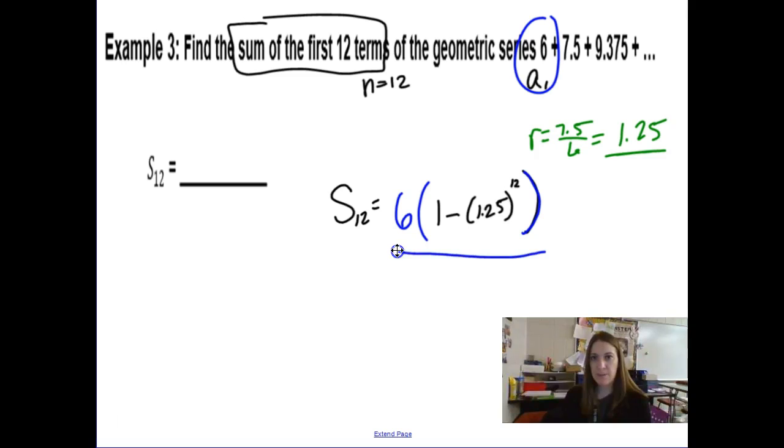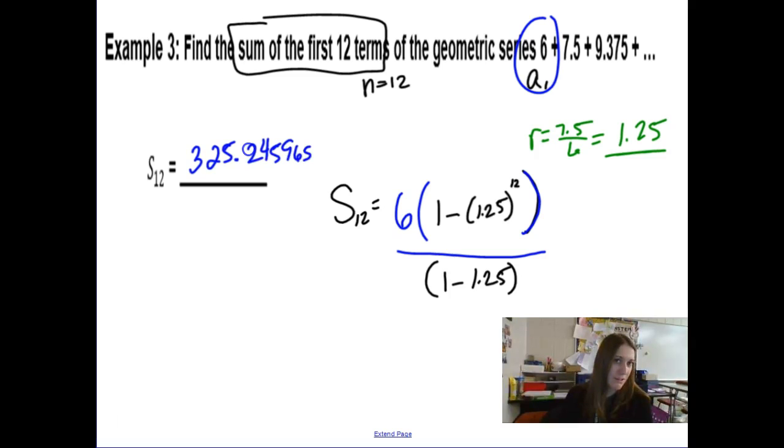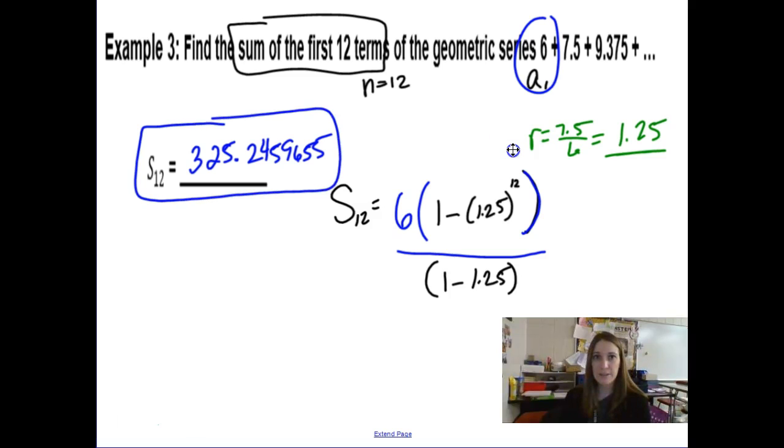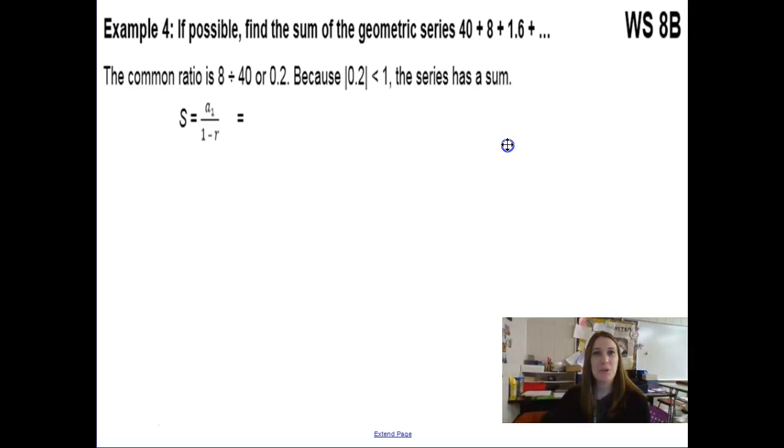And then we're going to divide by, now here you do need parentheses, it's 1 minus R. And again, you're welcome to use extra parentheses, but since there's no power on this one, I'm not going to bother using anything around the 1.25. Please type that in your calculator and make sure you know how to get the answer of 325.2459655. And I'm sure at some point you can turn that into a fraction, but it won't math enter for me because of too many decimals, so I'm done with that question.